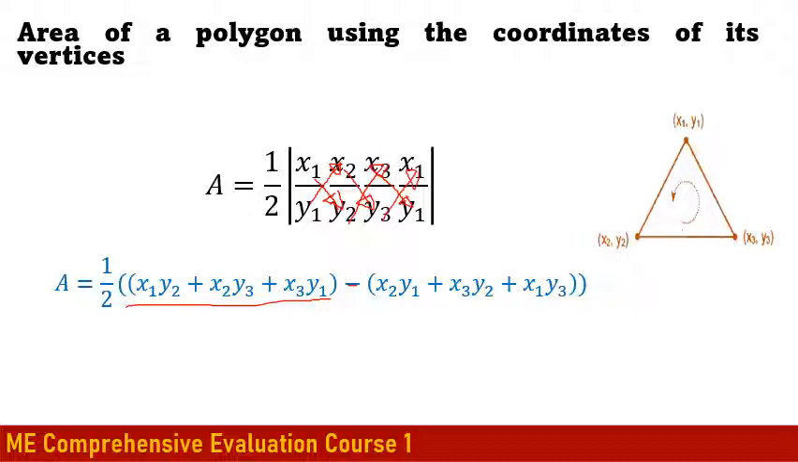So again, you can add more terms if we have more sides for the polygon. You will just substitute the values of those coordinates here and divide by 2. Then that's how you can get the area of the polygon using the coordinates of its vertices.